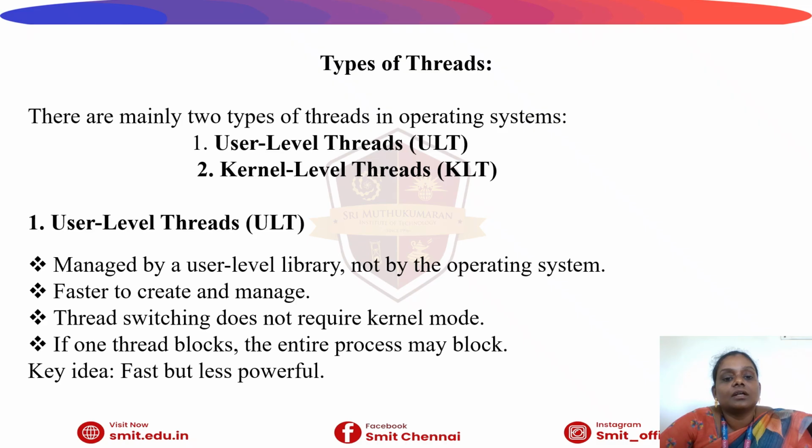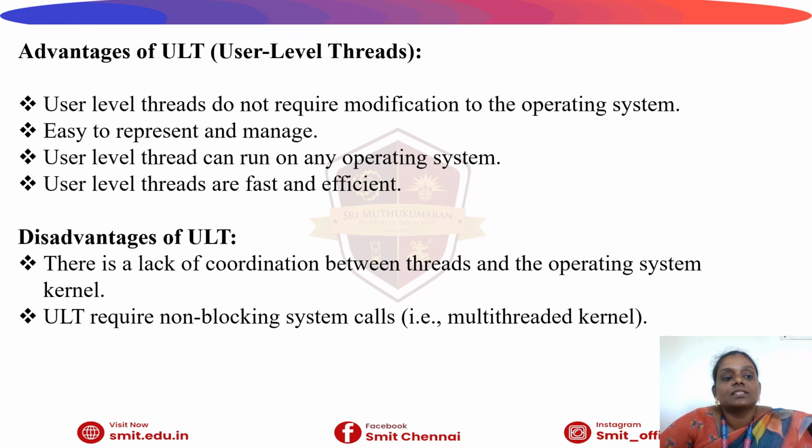Types of threads are two: one is user level thread, another is kernel level thread. In user level thread, threads are managed by a user library, and the operating system does not know about them. Advantages are fast creation, no kernel involvement, it is portable, and easy to represent and manage. Disadvantage is a lack of coordination between thread and operating system.